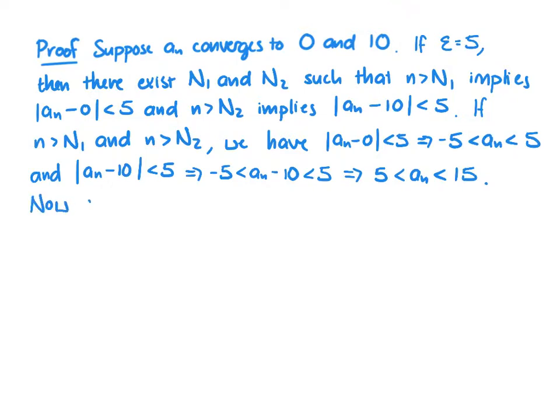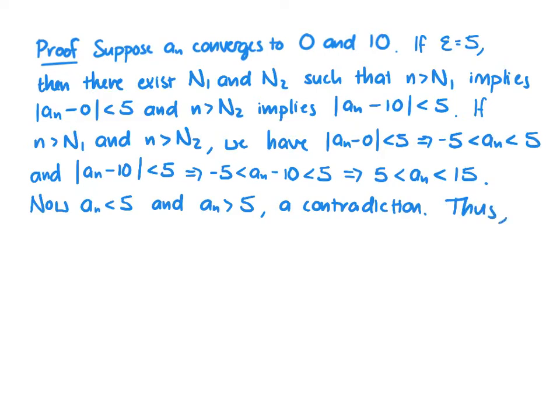Now we have that a_n is less than 5 and a_n is greater than 5. A contradiction. Okay, so it's not possible for a_n to converge to both 0 and 10.